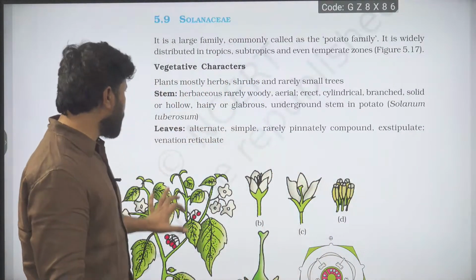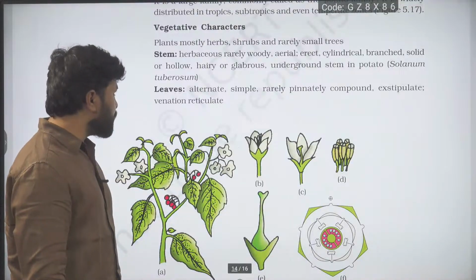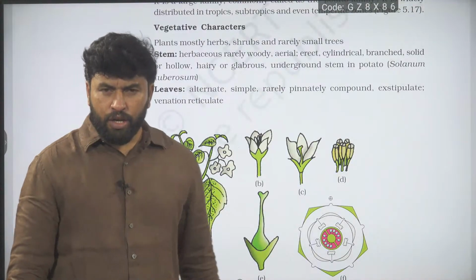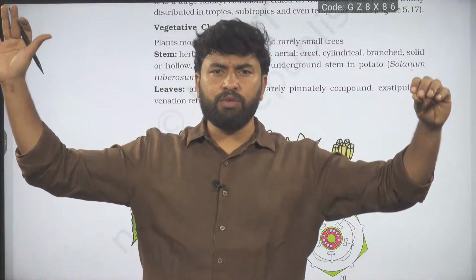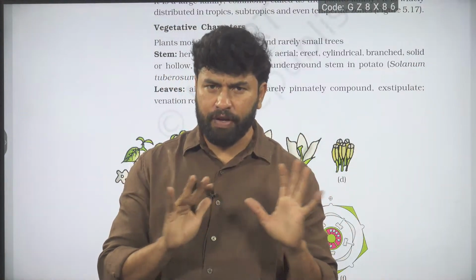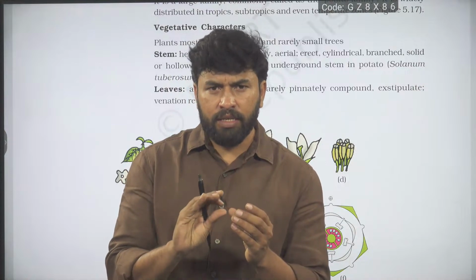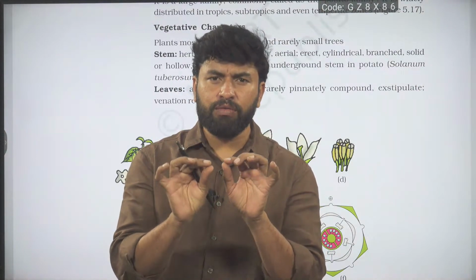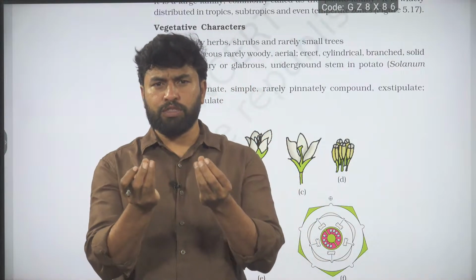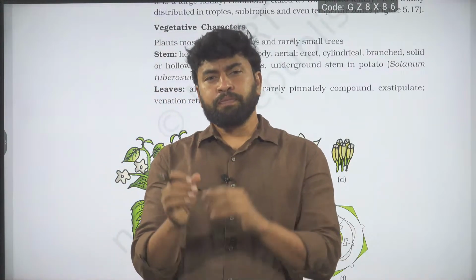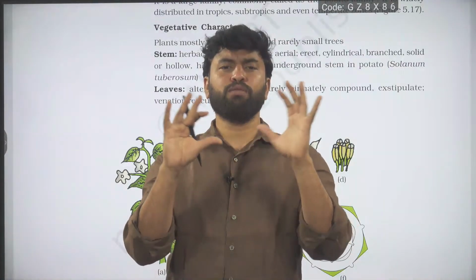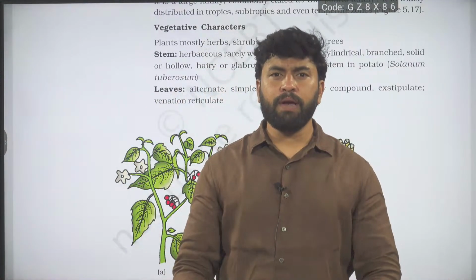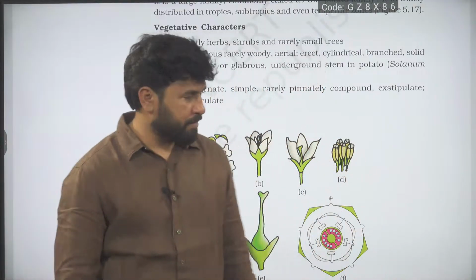Next one, vegetative characters. Plants are mostly herbs, shrubs and rarely small trees. You do not see a large tree with many branches and woody stems in this family. Plants are generally herbs, plants whose stem can be easily broken. That is most of the vegetable plants. They also grow like bushy plants and small trees, but you never see a plant in this family which is large and gigantic.